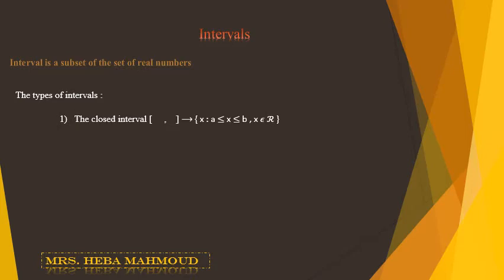and the set of the closed interval means x is bigger than or equal to A and smaller than or equal to B. Type 2, the open interval, which we represent with open brackets like this, and the set for this interval is x bigger than A and smaller than B.